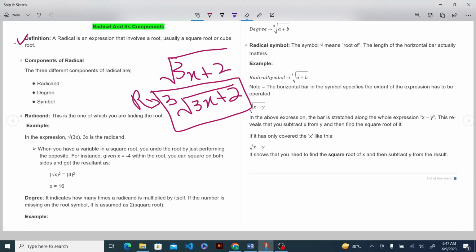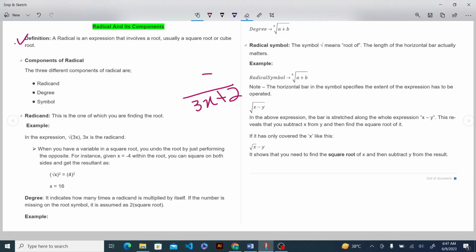Now let us move forward with the components of radical. There are three components of radical: radicand, degree, symbol. The first one is radicand. Let us see what is radicand. The definition of radicand is: this is the one of which you are finding the root.